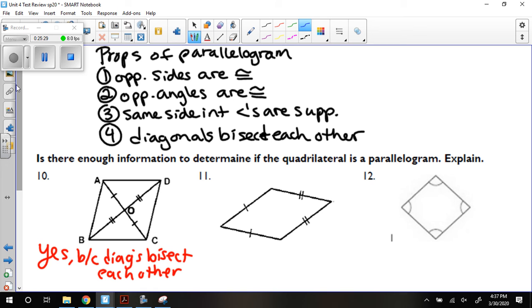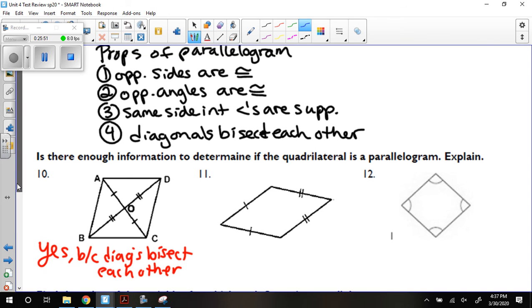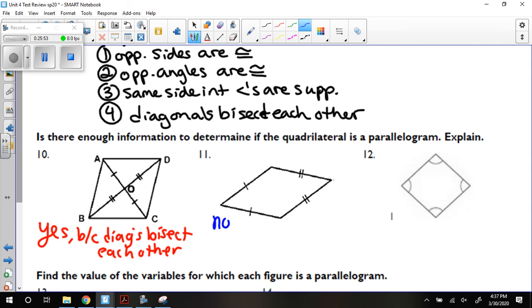Okay, for number 11, if you look, we've got some markings on the sides, so I need to look at what information I have about my sides. For a property of a parallelogram, opposite sides are congruent. So if you look here, it's not your opposite sides that are congruent. These are the adjacent sides. Okay, so this is a no because opposite sides are not congruent.